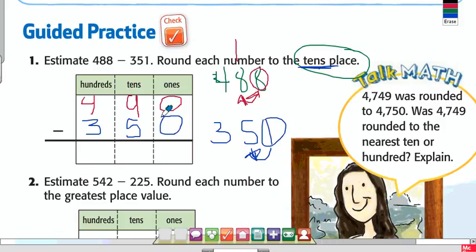Now I'm ready to subtract. 0 minus 0 is 0. 9 minus 5? 4. And 4 minus 3? 1.